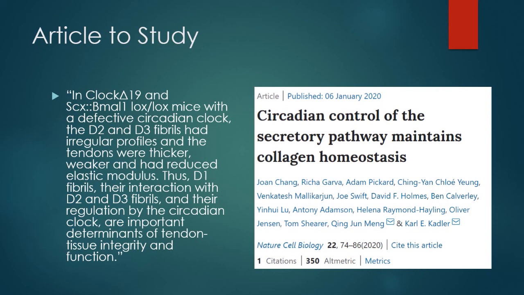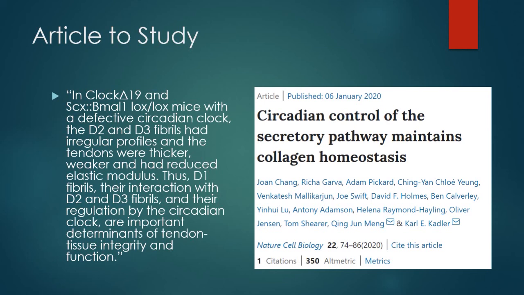So it's not that the mice didn't sleep, it's that the internal homeostatic regulators that tell you when it's time to sleep have been genetically disabled. And what they found was that their tendons were a bit thicker, a bit weaker, and a bit more brittle. Okay.